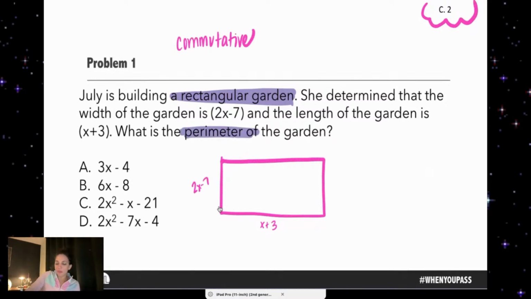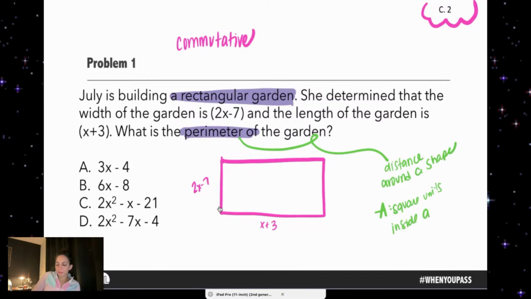Well, I know that perimeter is the distance around a shape. And just for definition purposes, area is the square units inside a 2D shape.